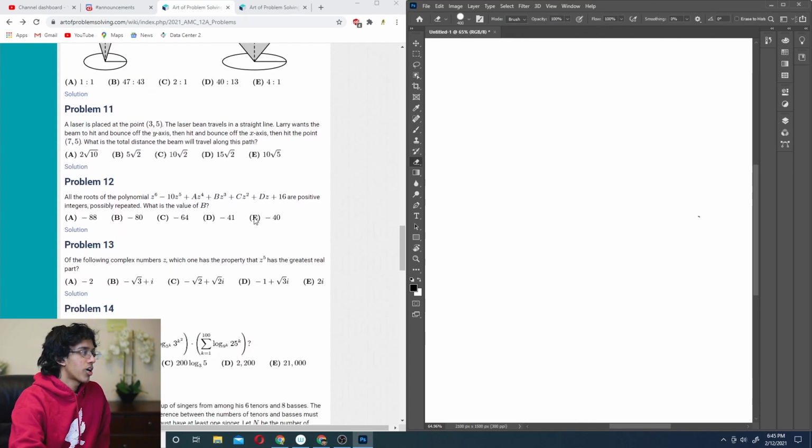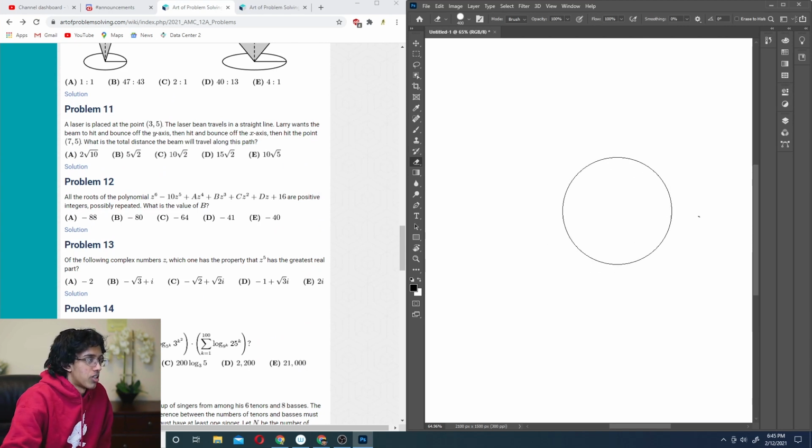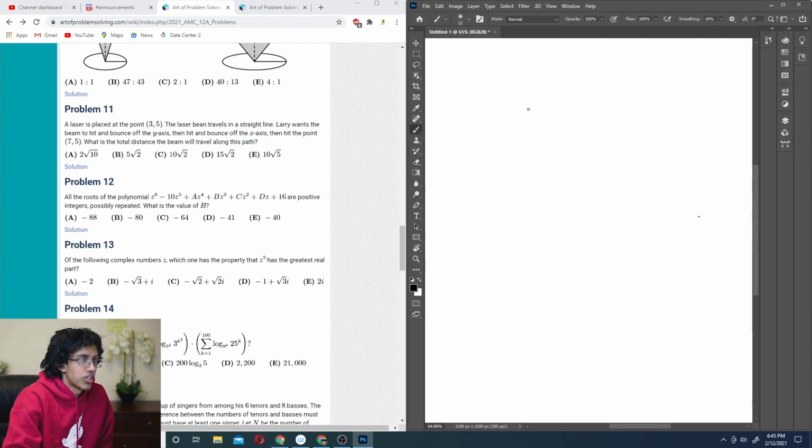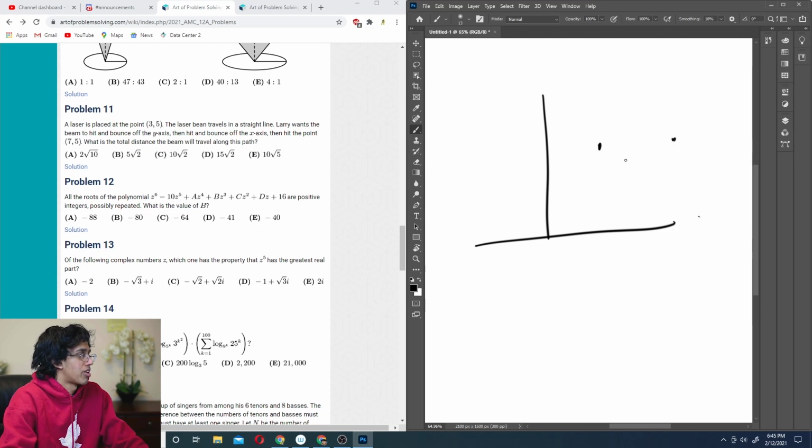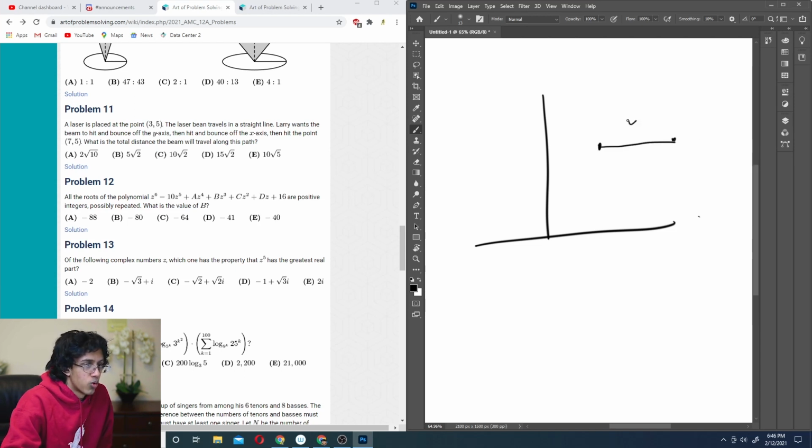Very cool. Alright, this one was kind of cool, I'm not gonna lie. A laser is placed at the point 3, 5, somewhere there, and travels along a straight line, and you want it to hit the point 7, so that's like 4 over. That's not to scale, although diagrams are never to scale in math. Alright, so 4. And essentially you want it to hit here, go here, and go there.